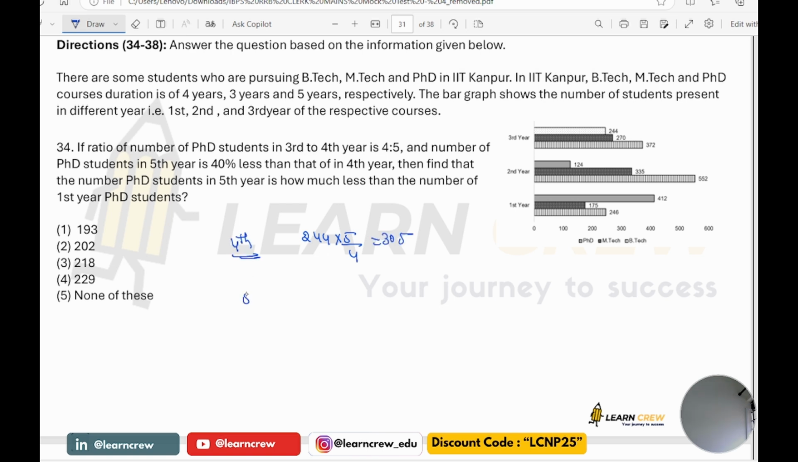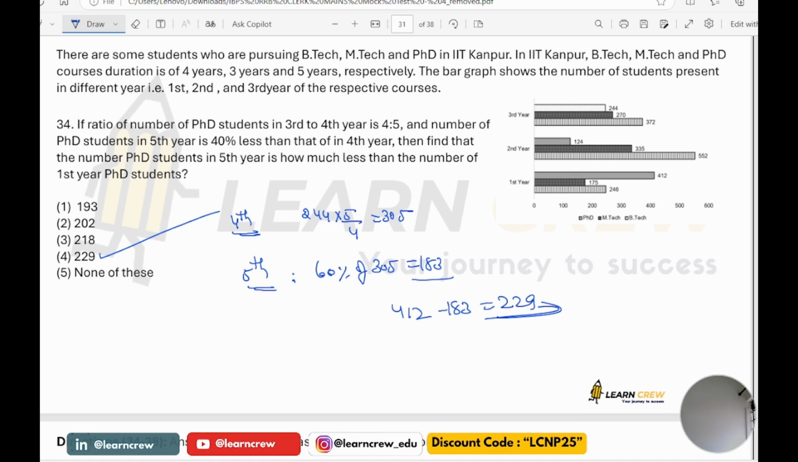Okay, fifth year it is how much? 60% of 305, which is 183. So you got 183. And so how much is different here? For number of PhD students in fifth year, 412 minus 183, which is 229 less. 229 less. How much less? Percentage is not asked.